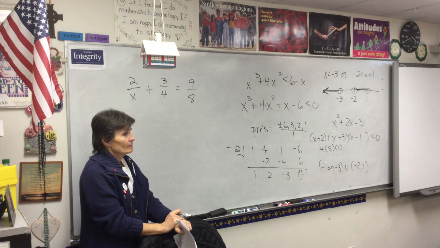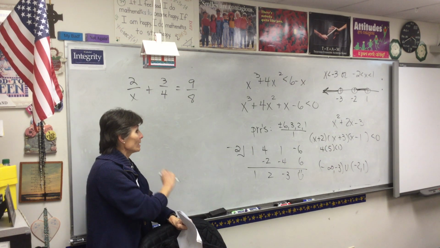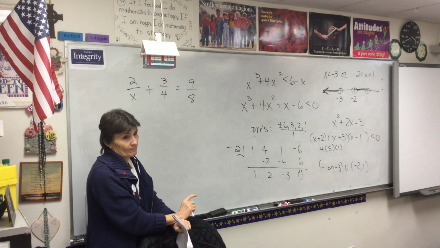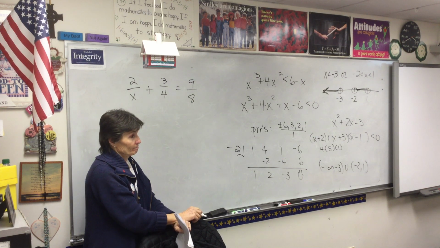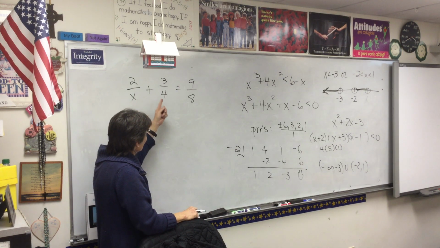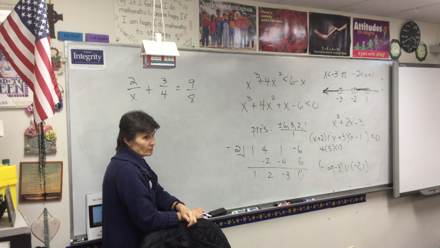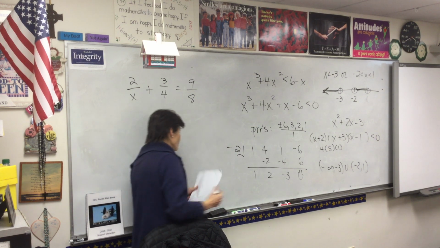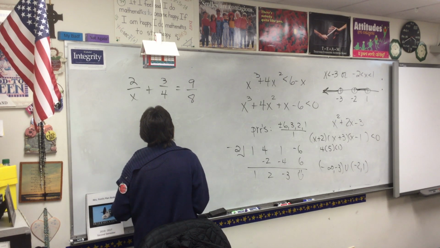Okay. Now, shift gears. This is not an inequality, so you're not getting 0 and you're not drawing a number line. You're getting rid of the denominators. So we have an x, a 4, and an 8. What common denominator could I multiply by to get rid of all of them? There are lots of choices. 8x would be the smallest choice, but there are lots of options.